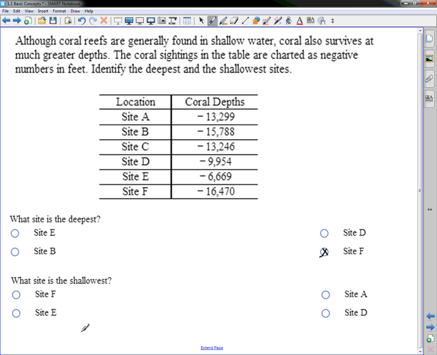The second one is, what site is the shallowest? So the shallowest is going to be the one that is not the deepest. And we're looking for negative 6,669 feet below the surface. So that was site E. So just using your negative numbers to represent the depth.